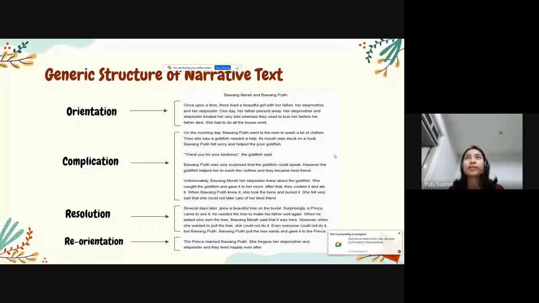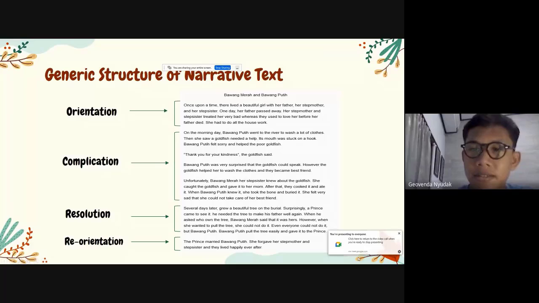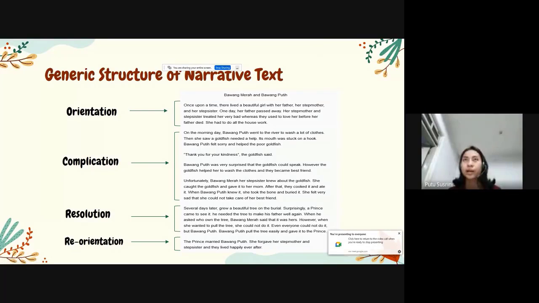So now I want to share something with you. Can you see the screen? Yes, Miss. All right. As I said before, narrative text is really related to the story, or it can be the story itself. But in narrative text, it is a story with a complication or problematic events that need to be resolved. So the purpose of narrative text is to amuse or entertain the reader with the story.